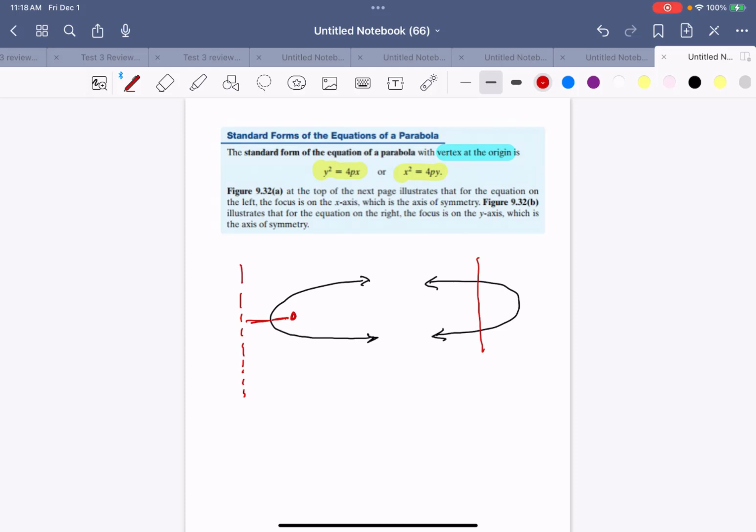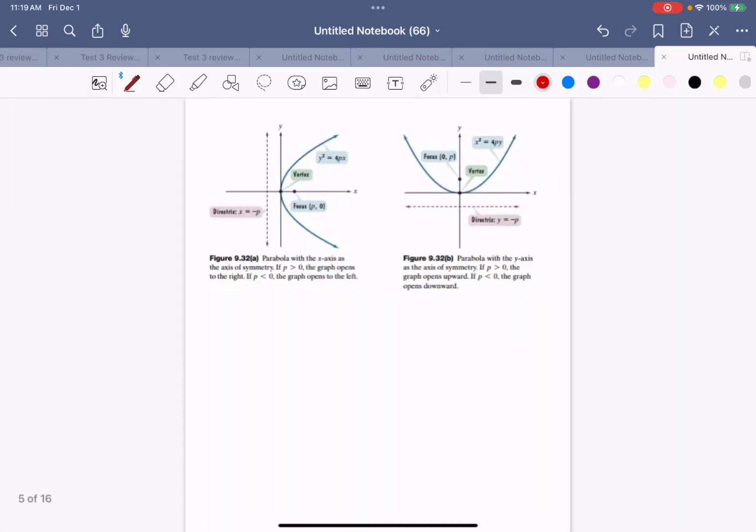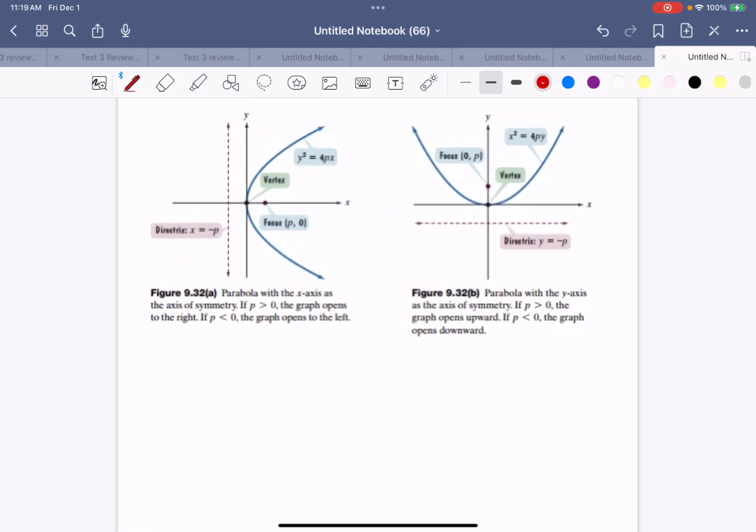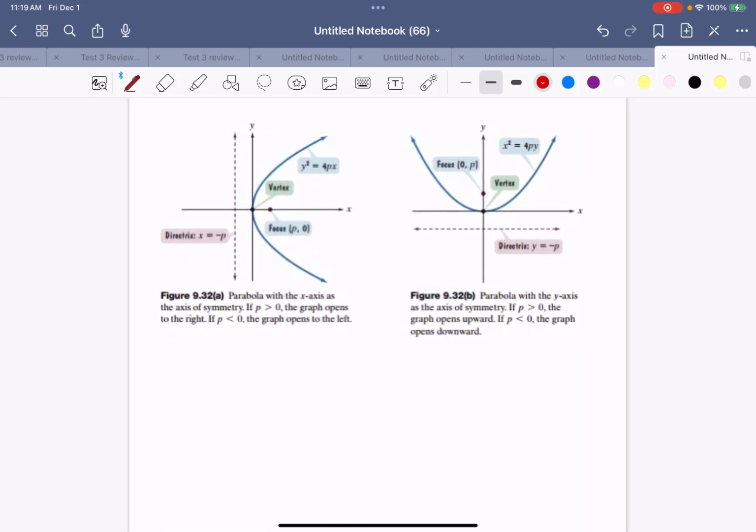So the distance between the focus, which let's say it's here, and the directrix has to be the same, because remember, every point, including the vertex, has to be the same distance from the focus as it is from that directrix line. So here are some sketches. I know they're a little fuzzy. You can look in the textbook and see them a little clearer.